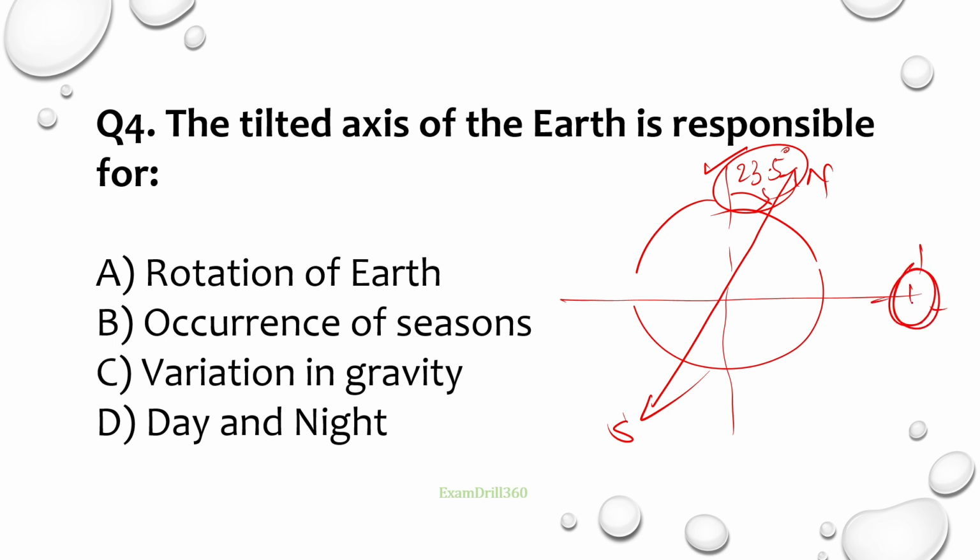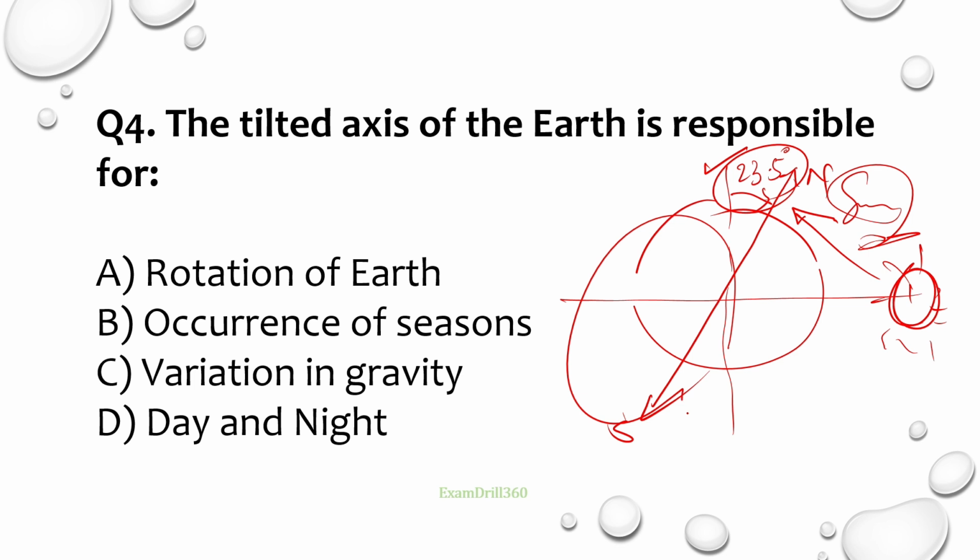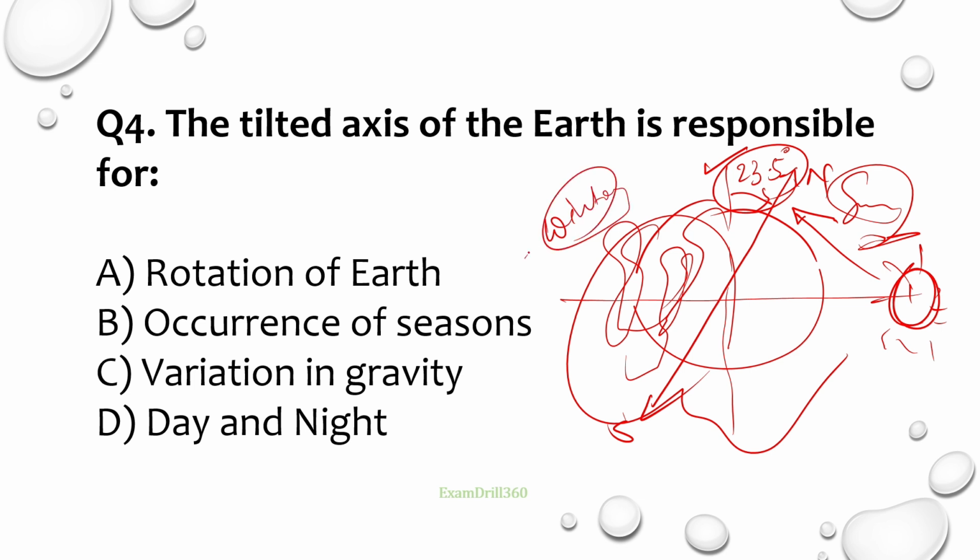Suppose this is the Sun. As the Earth orbits around the Sun, one hemisphere tilts towards the Sun. This hemisphere tilts towards the Sun, and that is why it receives more direct sunlight and experiences summer here. And the opposite hemisphere receives less sunlight. This one receives less sunlight, and here it is winter. So what is it responsible for? Changes of the seasons, occurrence of the seasons.